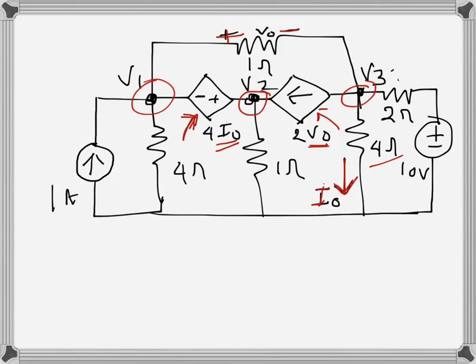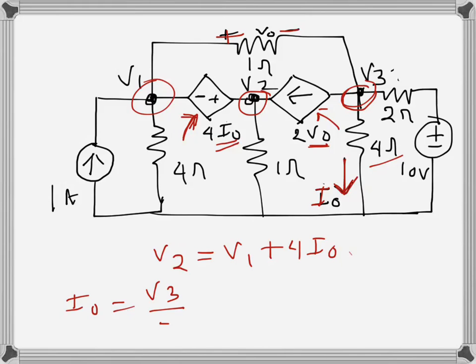So before proceeding to find the node voltages, what we can see here is V2 should be V1 plus 4I0. So I0 is V3 over 4. Now V3 can be written in terms of V0. First let's write what is V0. V0 is V1 minus V3. So V3 can be written as V1 minus V0.